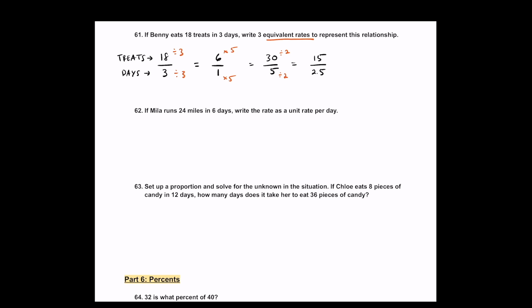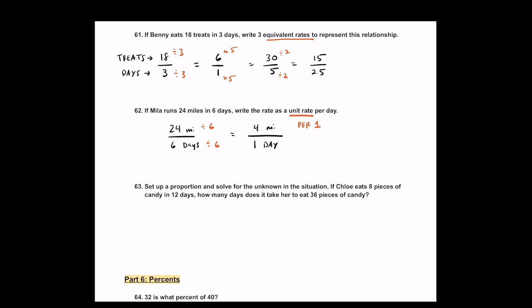For 62, we have Mila running 24 miles, and that's going to be in 6 days. So that's a rate, and it says let's find his unit rate per day. So per day means you have to get it per one of them. So we divide them both by 6 because 6 divided by 6 would be 1 day. And 24 miles divided by 6 would be 4 miles per day. This would be the unit rate right here. Unit rate just means per one.